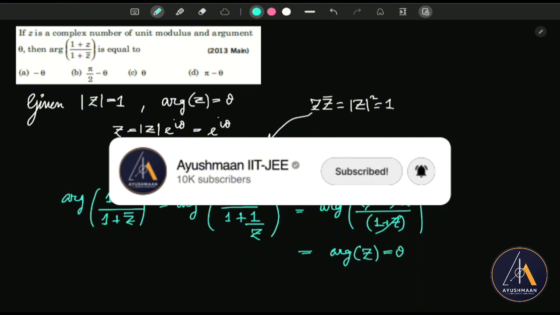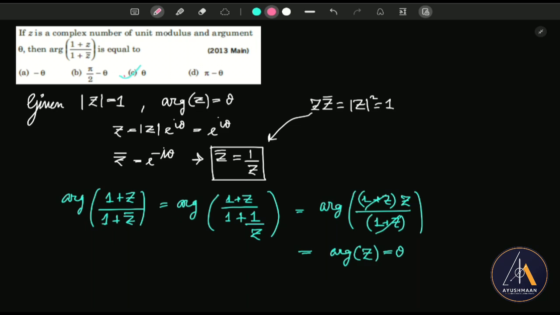So the correct answer to this question is option C. Option C, theta is the correct answer.